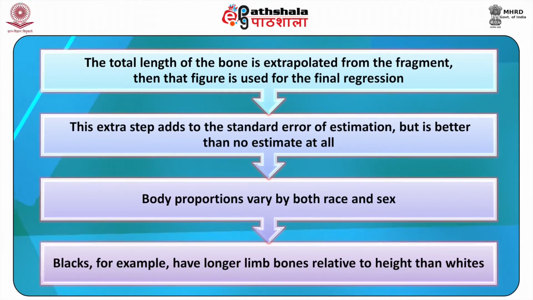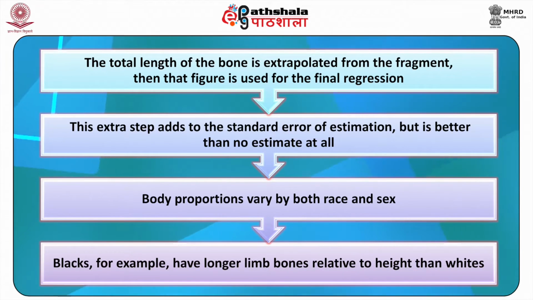These equations have been calculated for the long bones, even though an arm bone will not be as accurate as one from the leg. It may only be the part found. Attempts have been made to increase the accuracy by using the combined contributions of multiple bones. Because skeletal biologists and forensic anthropologists are often confronted with damaged bones, formulae have been devised to estimate the stature from fragmentary remains. First, the total length of the bone is extrapolated from the fragment. Then that figure is used for the final regression.